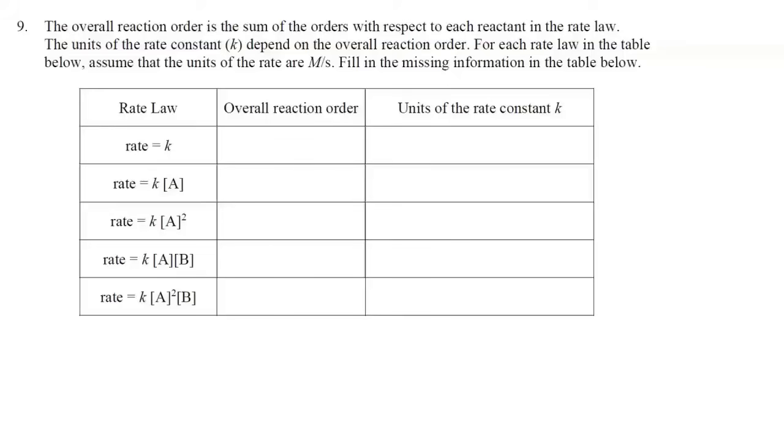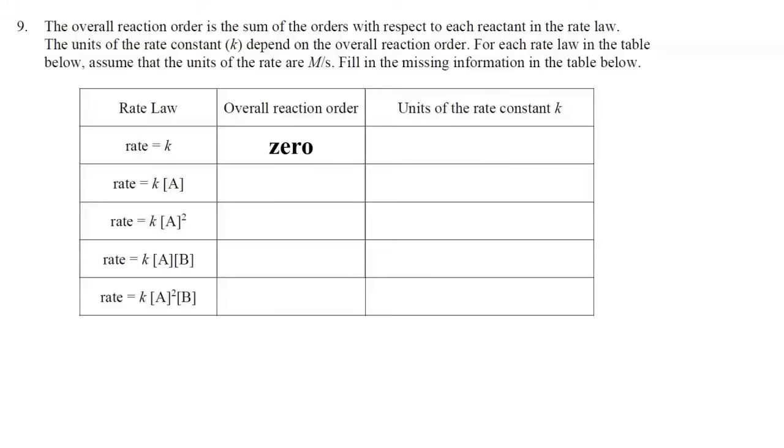So in this table, we have 5 different rate laws. When you see capital A and capital B, those are not referring to any specific elemental symbols. Those are generic labels for reactant A and reactant B. In our first rate law, it's very simple. It just says rate equals K, and that's it. So therefore, we can deduce that the overall reaction order would be 0. And that's because of the power of exponents, in which anything raised to the 0 power is equal to 1.